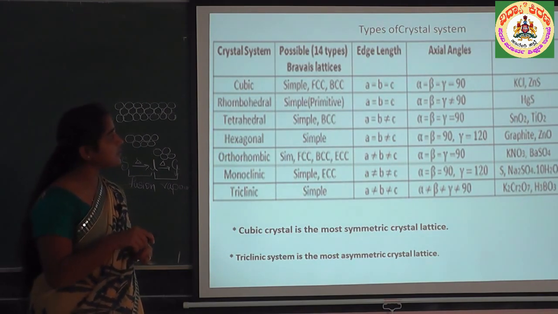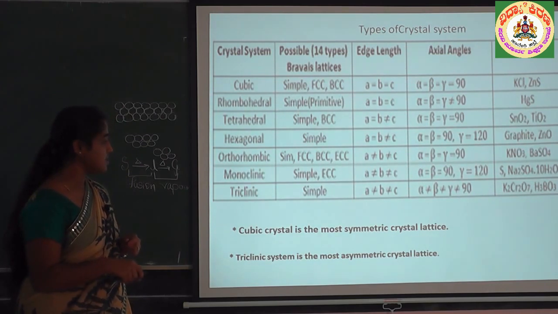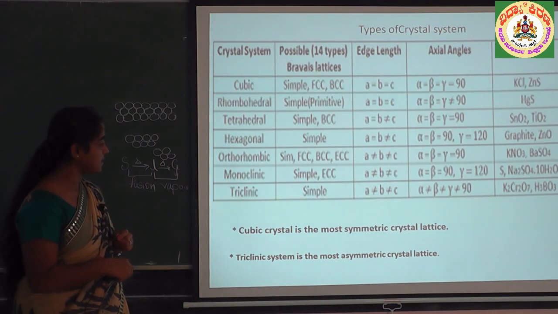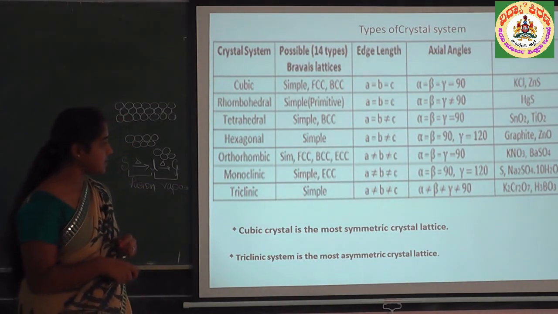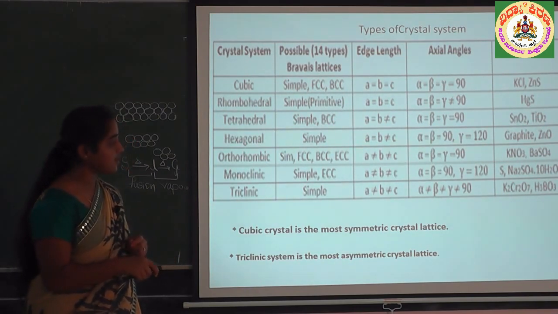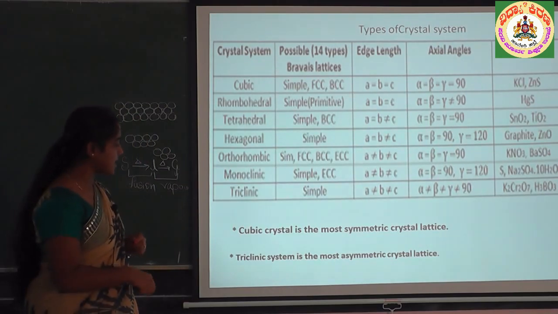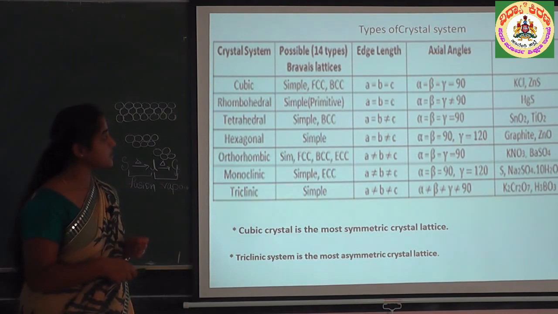Edge lengths are the same and axial angles alpha, beta and gamma are all equal to 90 degrees. So the cubic crystal is the most symmetric crystal lattice. And see the last one, the triclinic system. It is the most asymmetric crystal lattice because all 3 edge lengths are not equal and all 3 interfacial angles are not equal. So we call the triclinic system the most asymmetric crystal lattice.